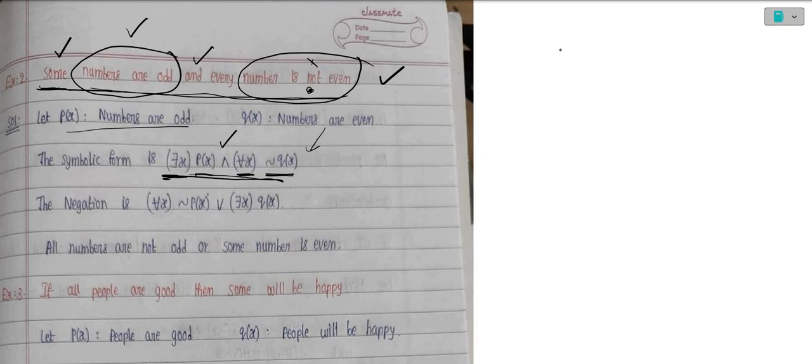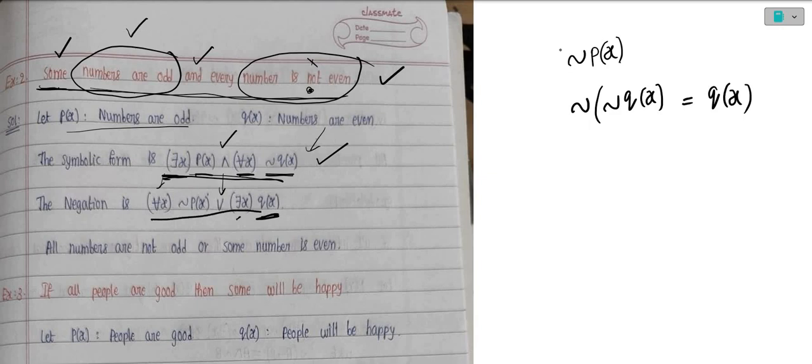Now I am going to find the negation of this one. So 'there exists' becomes 'for all x', as it is. The open statement p of x becomes negation of p of x, 'and' becomes 'or', 'for all' becomes 'there exists x', as it is. Negation of negation of q of x is q of x itself, that's why I am writing q of x here. This is the symbolic form of the negation of the given statement.